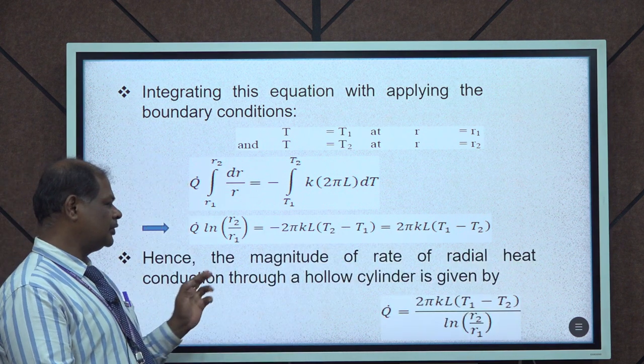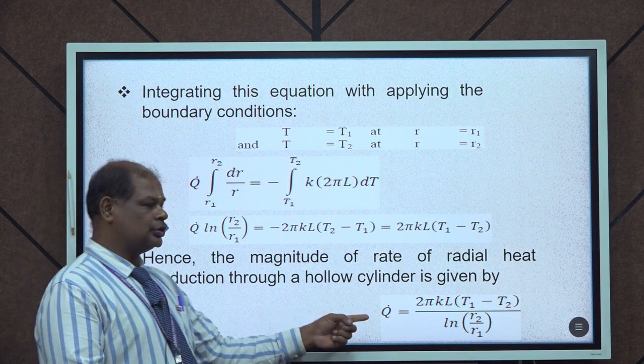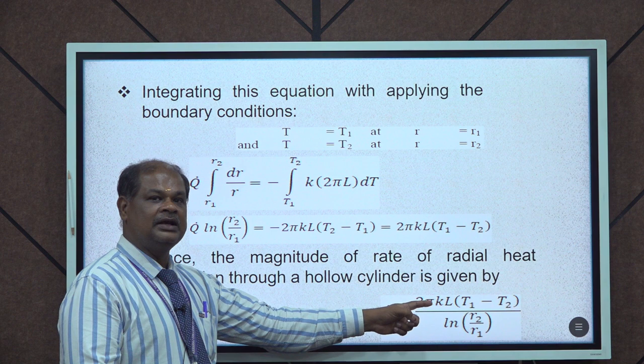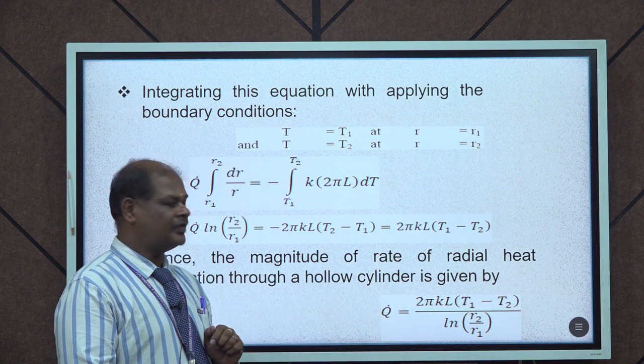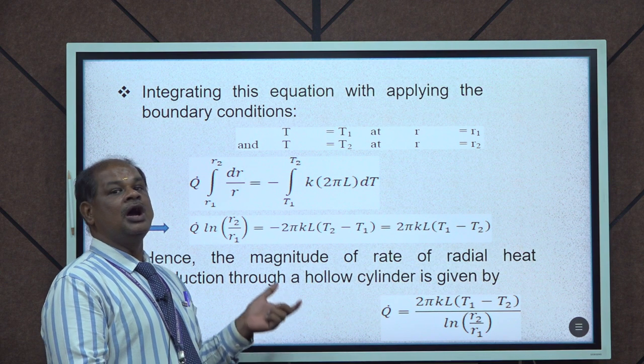So the final form, the magnitude of the rate of heat transfer by conduction through the hollow cylinder, is Q is equal to 2 pi K L (T1 minus T2) divided by ln of r2 by r1. It is the final form of the rate of heat transfer through the hollow cylinder.